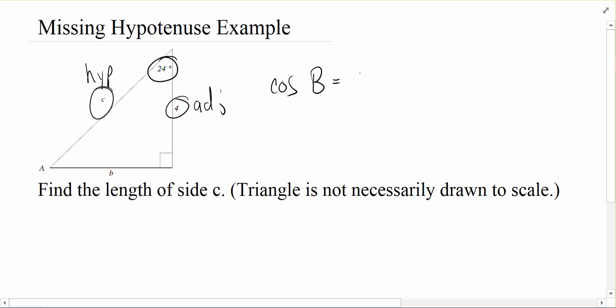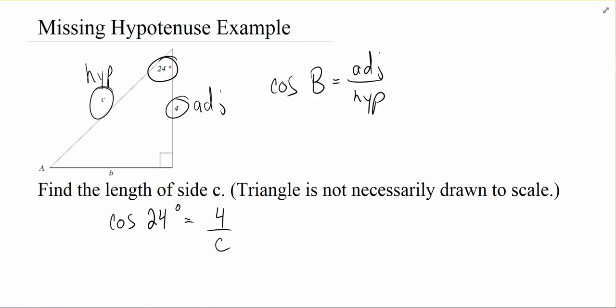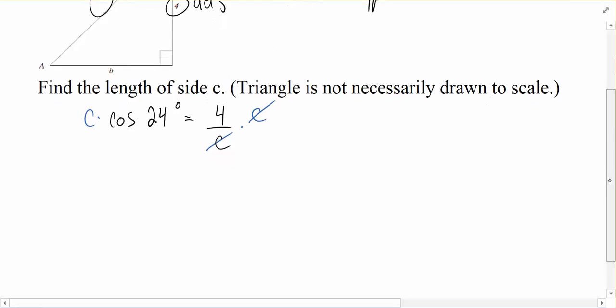The cosine of B is adjacent over hypotenuse. And so if I go ahead and plug those values in, my angle in question was 24 degrees, my adjacent was 4, and my hypotenuse was C. Now the algebra in this case, we're going to have to do a couple steps to this one. We're going to start off saying, hey, that C's in the bottom. I don't want it in the bottom, so I'm going to multiply both sides of my equation by C, and that gets it out of the bottom.